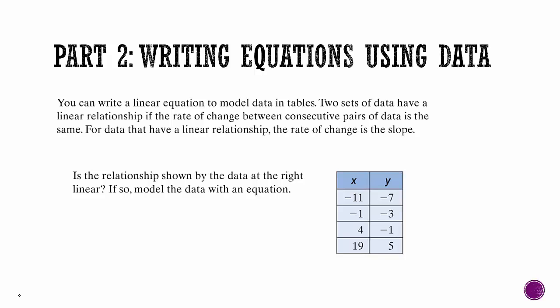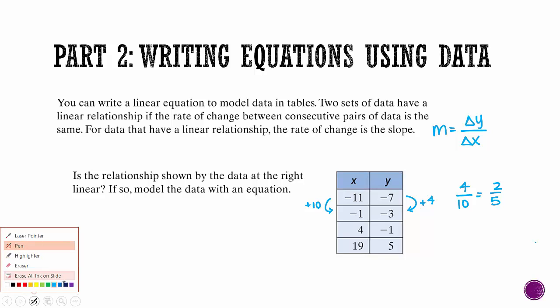So what we want to do is find the difference between our x's and y's and then compare the ratio of them. So how do I go from negative 7 to negative 3? I add 4. And then how do I go from negative 11 to negative 1? I'm going to add 10. And then remember, slope is change in y divided by change in x. So my change in y is 4 divided by my change in x, which is 10, and that reduces to 2/5.